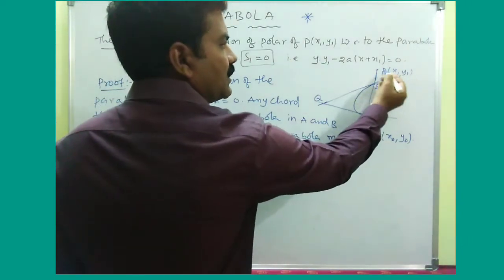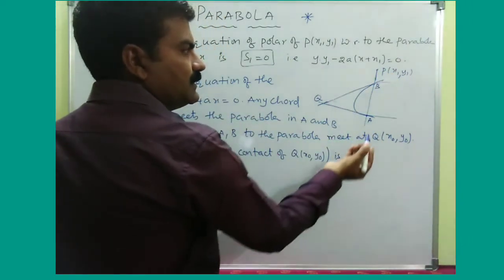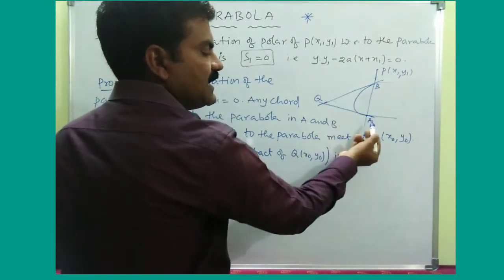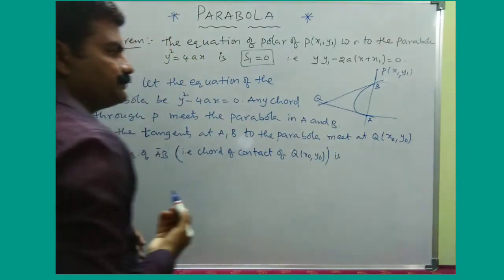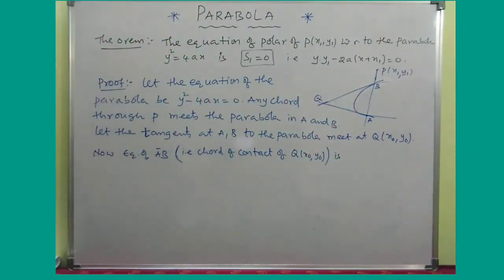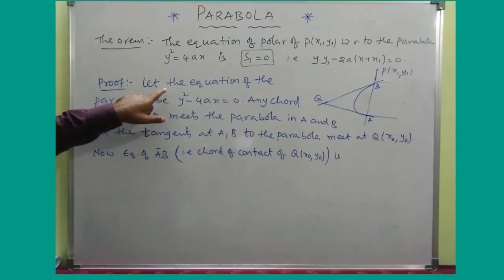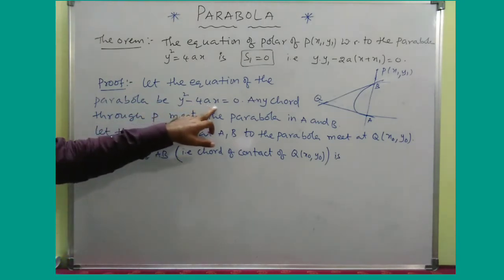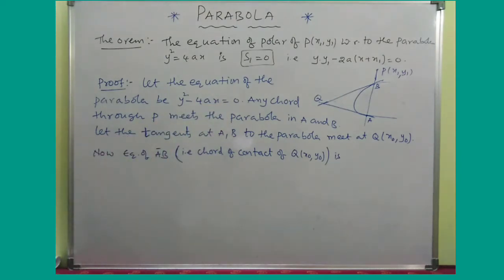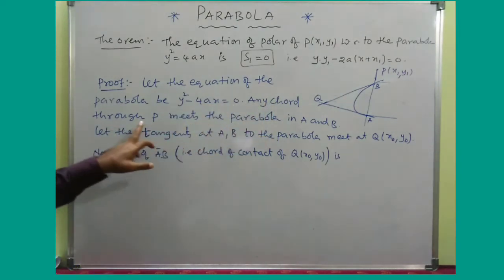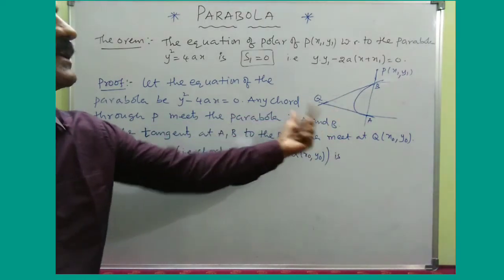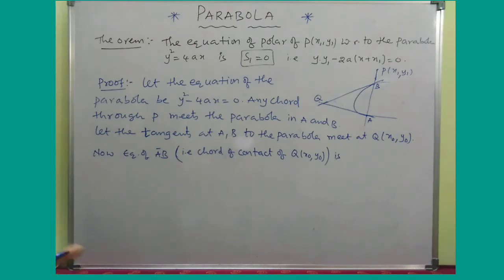P be any point. Now any line drawn through P meets the curve, I mean the parabola, at 2 points. Now the tangents drawn at A and B meet at a point Q. So first let us go through the definition. As per the definition, let the given equation of the parabola be y square minus 4ax equals 0. Now any chord passing through this P meets the parabola in 2 points, say those 2 points as capital A and capital B.